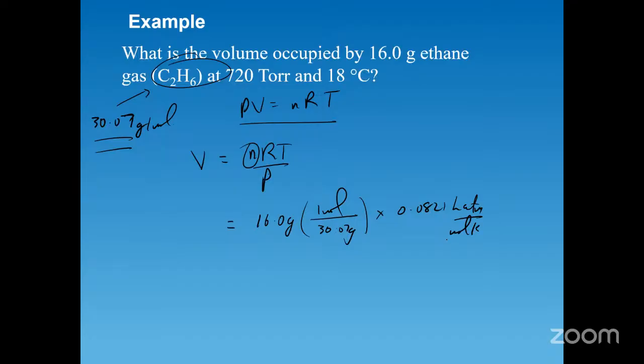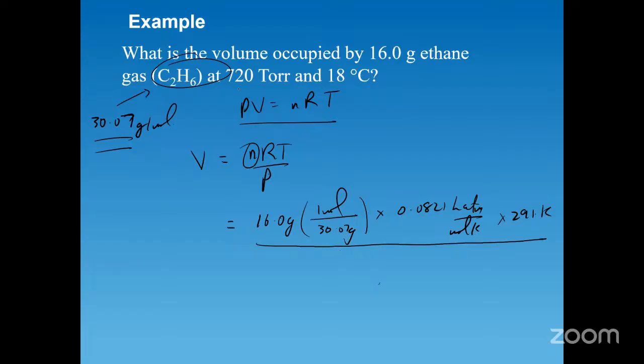Okay, what next? What next? What do we multiply by? Yes, ma'am. Temperature in Kelvin. Exactly, so 18 plus 273, I got 291 Kelvin. 291 Kelvin, all right? Then we divide by the pressure.